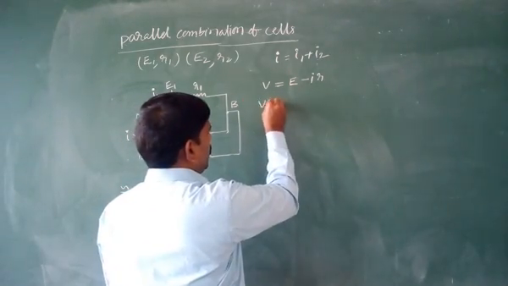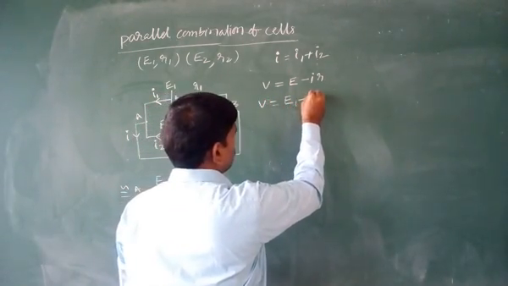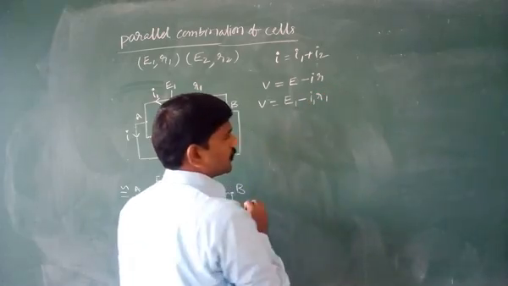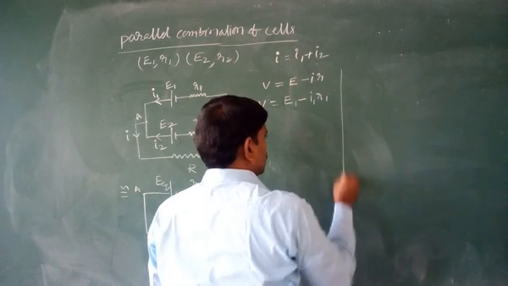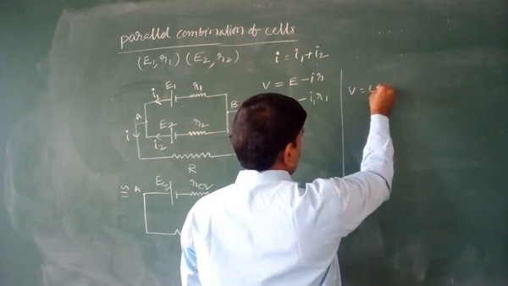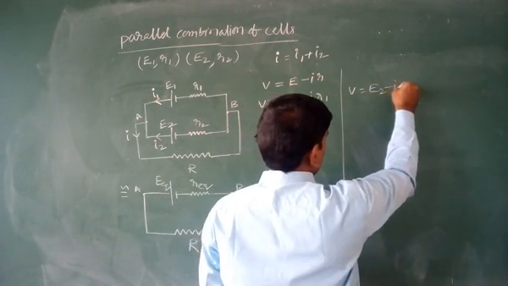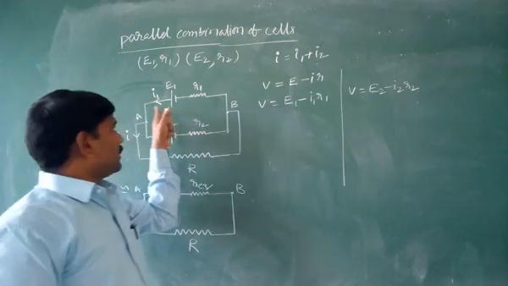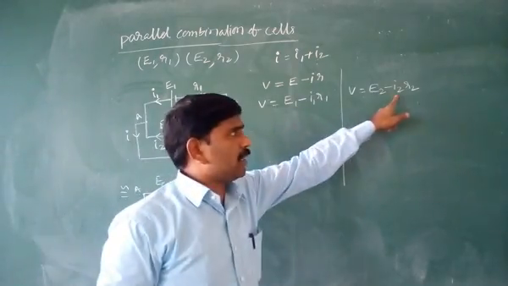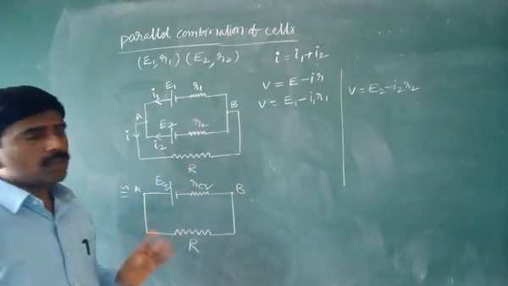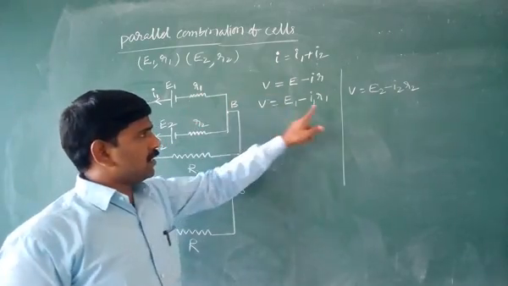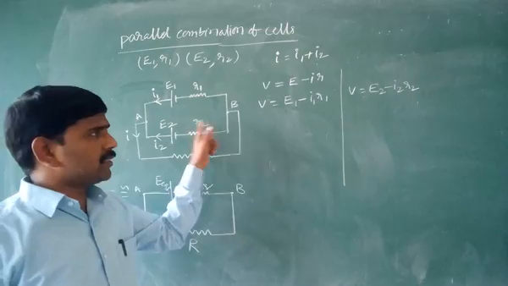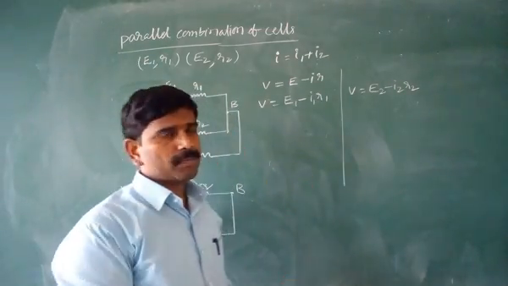Therefore V is equal to E1 minus I1 into R1. Similarly V is equal to E2 minus I2 into R2. From the first cell the current is I1, from the second one the current is I2. Internal resistance in the first cell is R1, internal resistance in the second cell is R2.